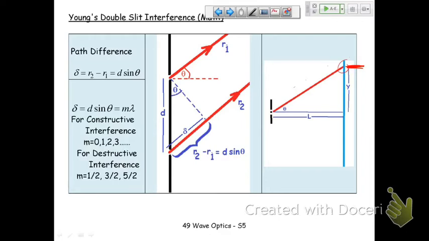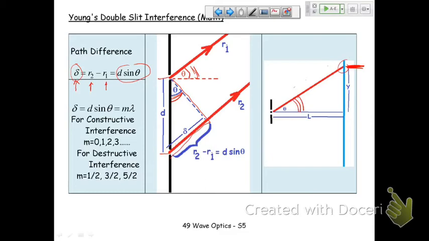Let's do some math on it. Basically what we have is that these two rays are parallel, so my path difference is equal to R2 minus R1. And if I look at this triangle, d is the distance between the slits from the center of one to the center of the other, and this is the angle theta that I'm going off at. That's my angle theta, which is that angle, which is that angle. Then this path difference is equal to d sine theta. So my path difference is equal to d sine theta.